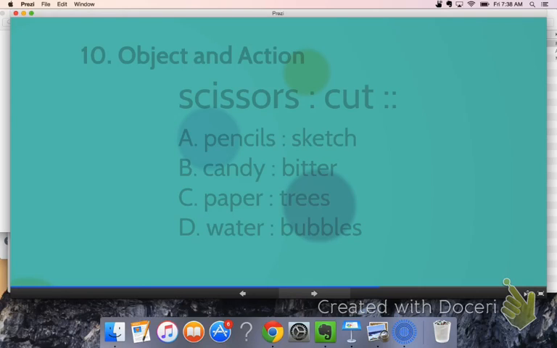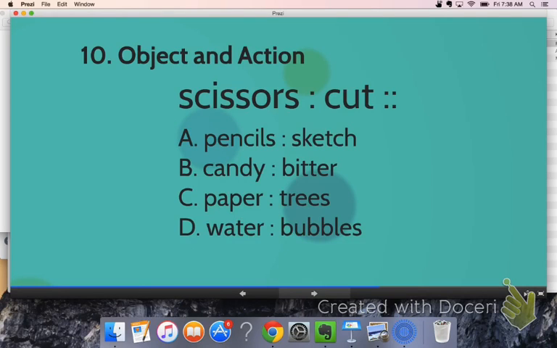The last one that we have is object and action. This is going to be pretty similar to number 6, which is performer and action. The main difference between the performer and action and the object and action is just that one is an object and one is a performer. One has to be a job or a worker, and the other is a non-animated thing.